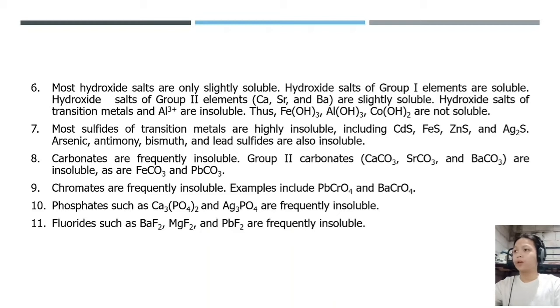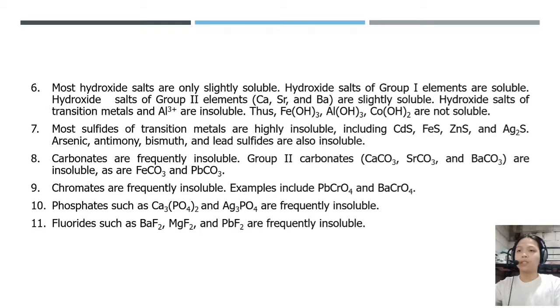Rule number 7. Most sulfides of transition metals are highly insoluble, including CdS, FeS, ZnS, and Ag2S. Arsenic, antimony, bismuth, and lead sulfides are also insoluble. Rule 8. Carbonates are frequently insoluble. Group 2 carbonates CaCO3, SrCO3, and BaCO3 are insoluble, as are FeCO3 and PbCO3. Number 9. Chromates are frequently insoluble.